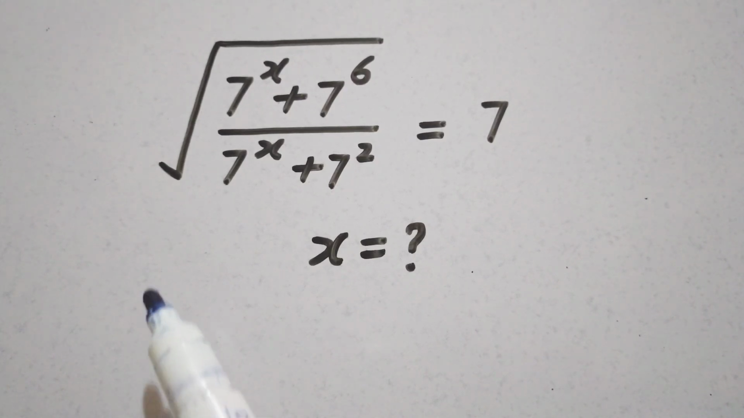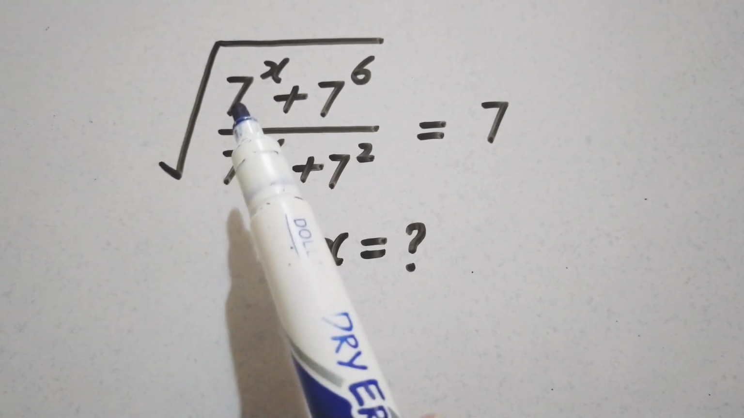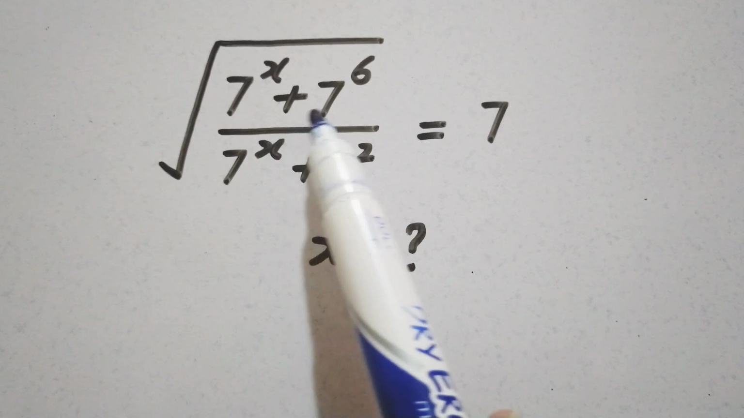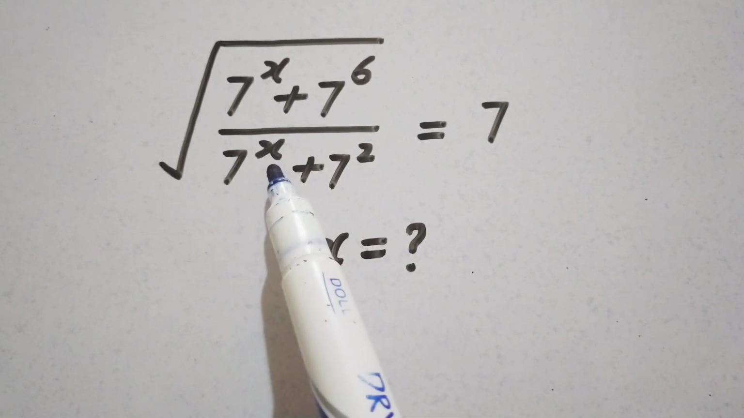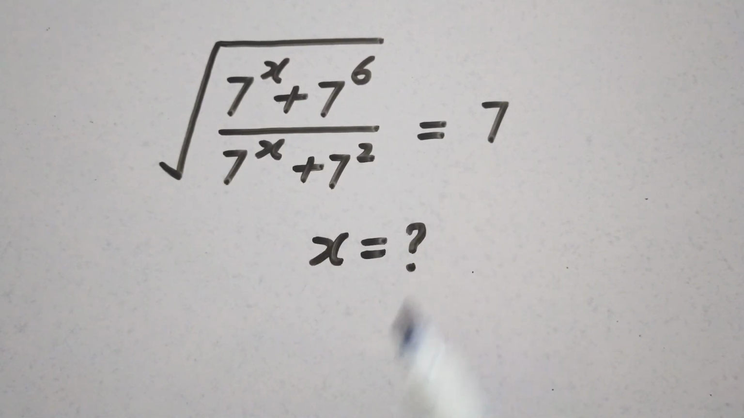Hello everyone, welcome to solve this very nice radical equation. Square root of (7^x + 7^6) divided by (7^x + 7^2) is equal to 7. And we are interested to find x. Let's come to the solution.